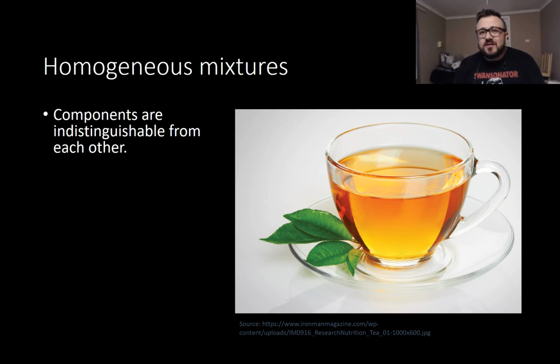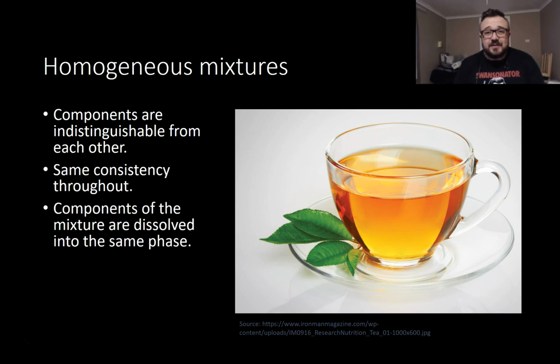So what is a homogeneous mixture? It's one where the components are indistinguishable from one another. They're all mixed in such a way that you can't tell them apart. So it's got the same consistency throughout. And part of this is that the components of the mixture are dissolved into the same phase. So we can have this cup of tea, where they are all dissolved into a liquid phase.